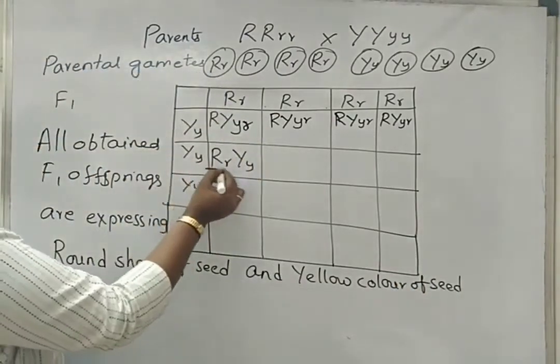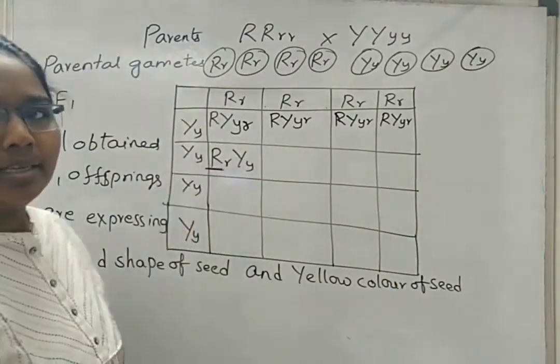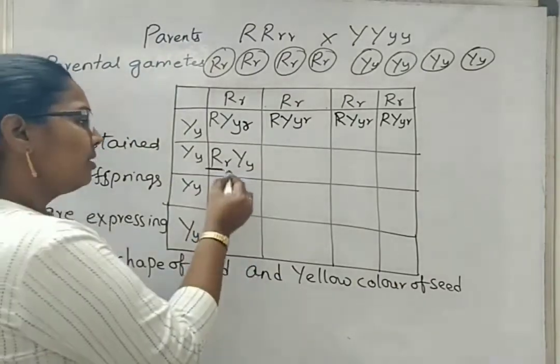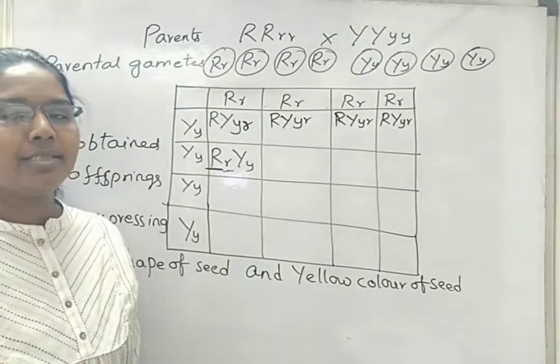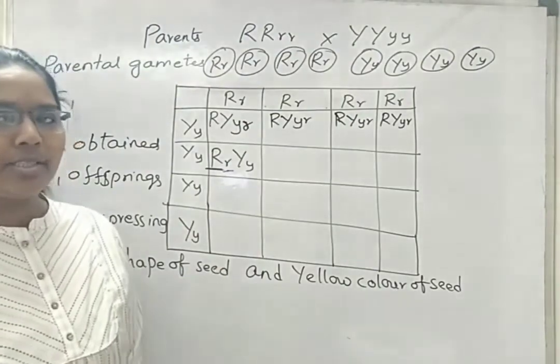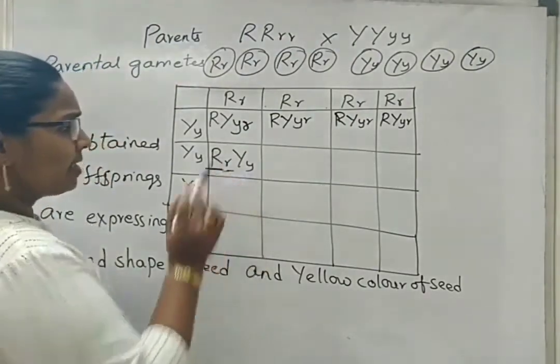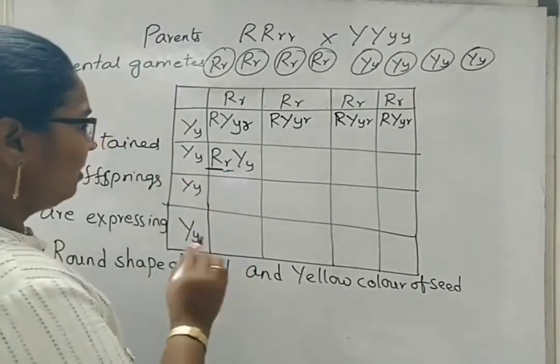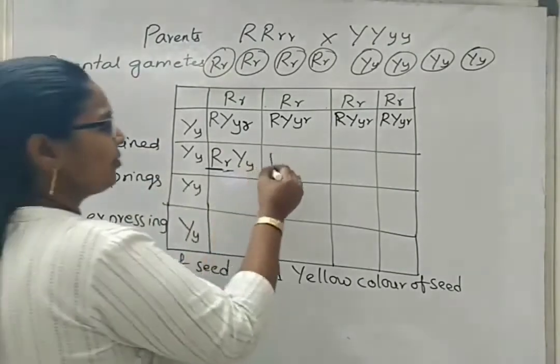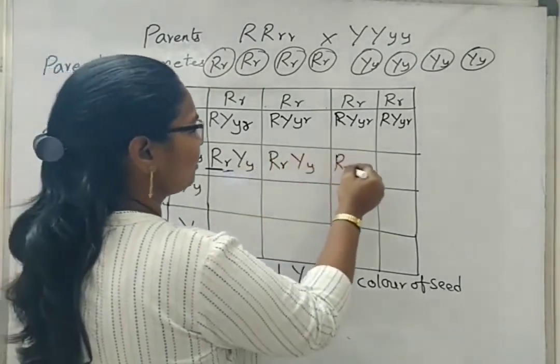Since we know that capital R, which I have written here, is nothing but the expression of the dominant allele, and small r is the expression of the recessive allele. Dominant means it suppresses its contrasting allele form, and recessive means the one which is suppressed in the presence of its contrasting allele form. So here, if we fill it in also, we will get the same thing.